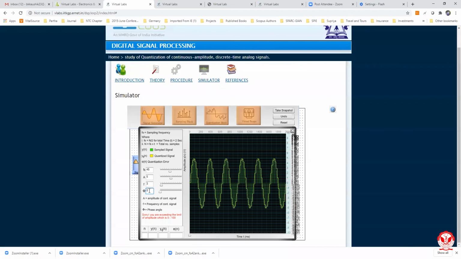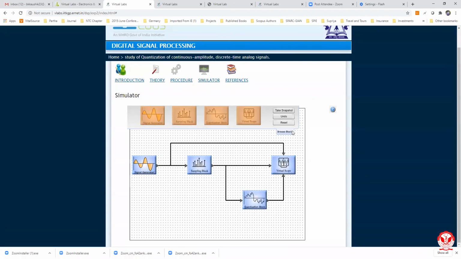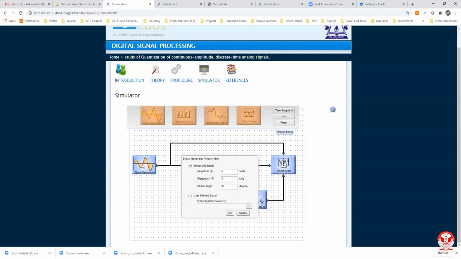So for changing the sampling instant, we change the phase angle. Now change the phase angle to 45 degrees. Now see, the sampling instant moves. So this is all about the experiment here. And one more option we have, just clicking here, we can close. In the signal generator, we have one more option here.